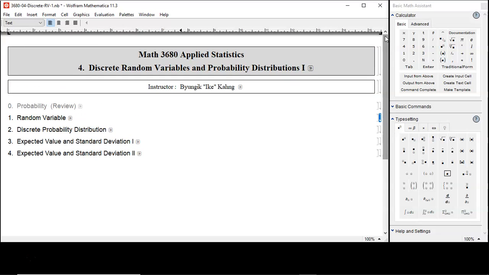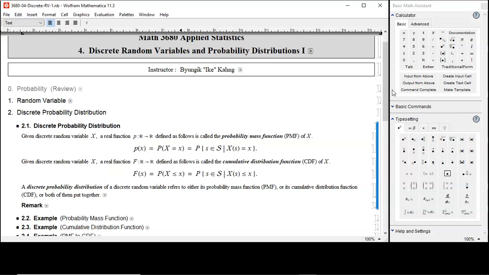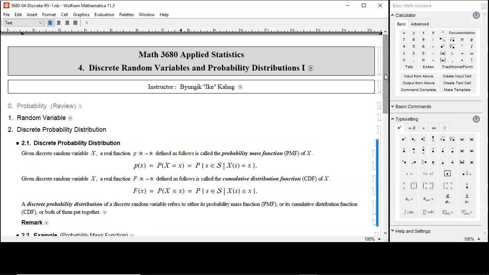Let's see. Yes, I have plenty of time, so let's go over to section 2 and let's discuss at least some of this section 2, discrete probability distribution. Let's take care of some terminologies. Let's begin with something called the probability mass function, defined like this. Given a discrete random variable X, we can define a certain real function, small p, like this. p of small x is the probability that the random variable capital X takes the value of small x.